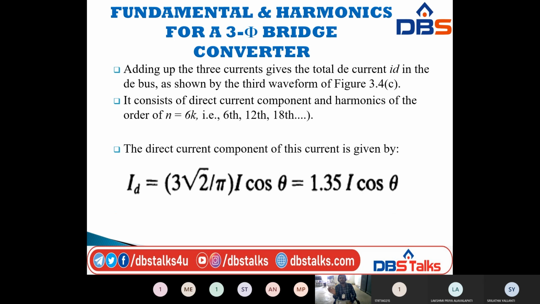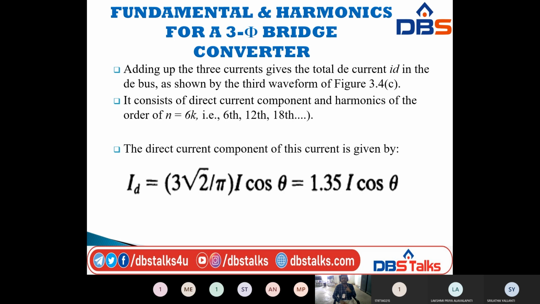Adding up the three currents gives the total DC current ID. That is the fourth waveform. So adding those three, that is the DC current from phase A, the DC current from phase B and the DC current from phase C, we will have the total DC current ID in the DC bus.